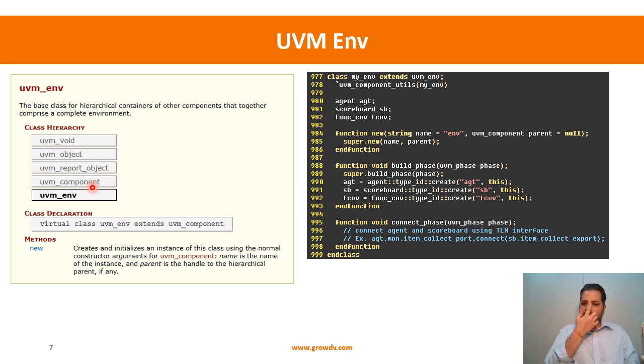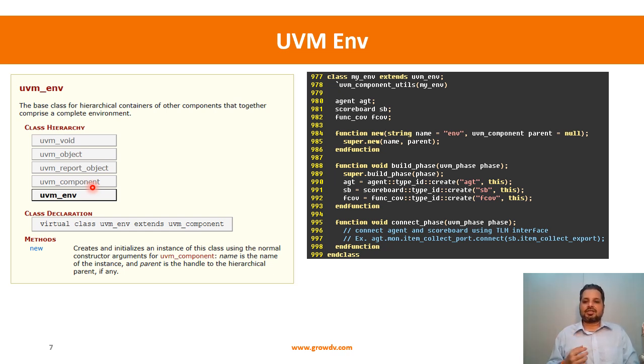So that's the reason why, even in our UART testbench, we were able to extend the UART env from the UVM component itself, and it doesn't make any difference, right? As of UVM 1.2, there is no additional new functionality present in the UVM env apart from what's already provided in the UVM component.